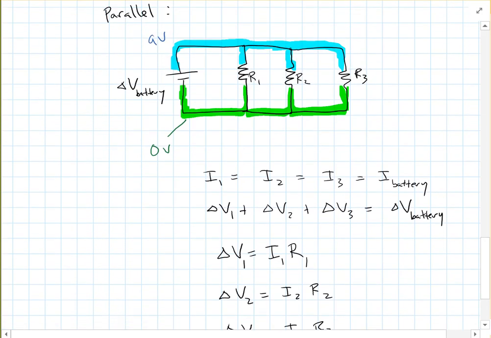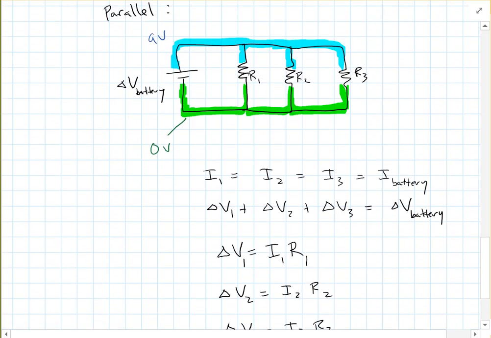For parallel, you're going to do the same thing you did for series. You're going to measure the voltage across R1, the potential difference, R1, R2, R3, and the battery. You're going to measure the current into R1, the current into R2, the current into R3, the current into the battery. So those are your 8 measurements. And from those 8 measurements, you're going to verify 7 equations. Now, these first two are going to be different. Let me erase the signs here.